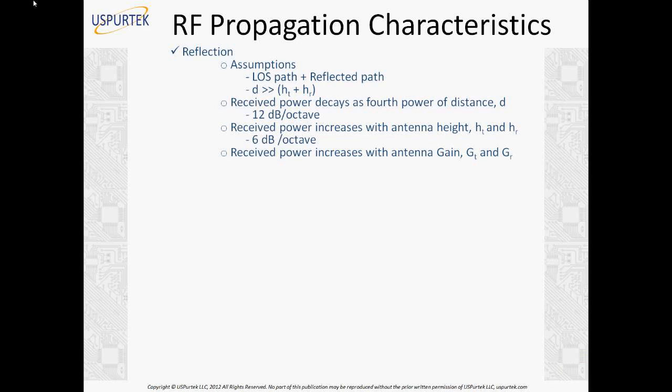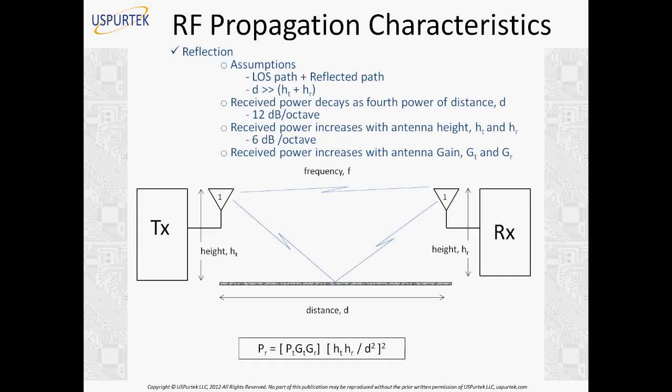Well, let's go to the next phenomena, reflection. Again, in order to model the phenomena of reflection, we assume that this is a line of sight path. There, from transmit to receive antenna, there is a line of sight path, and there is a reflected path too. We are assuming that the reflection is happening from the ground here. Of course, we have the height of antenna HT and height of receive antenna HR.